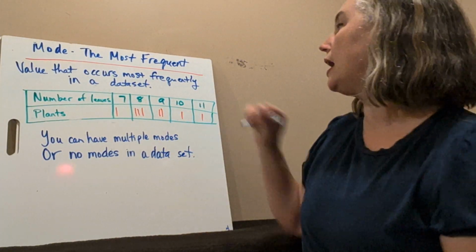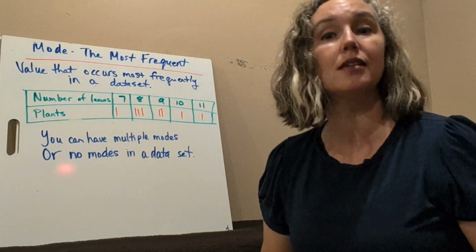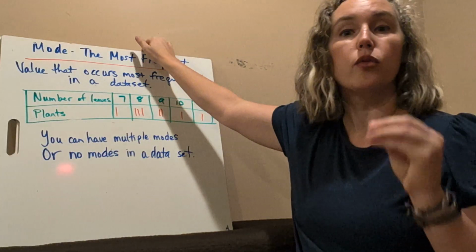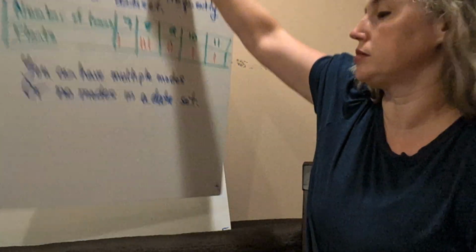You can also have no mode. So if every plant had a different number of leaves, this data set would have no mode. We use mode when frequency, so things like allele frequency, matter.